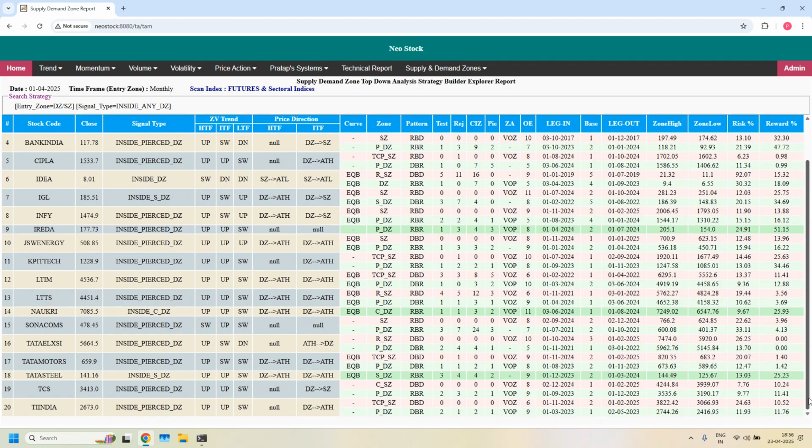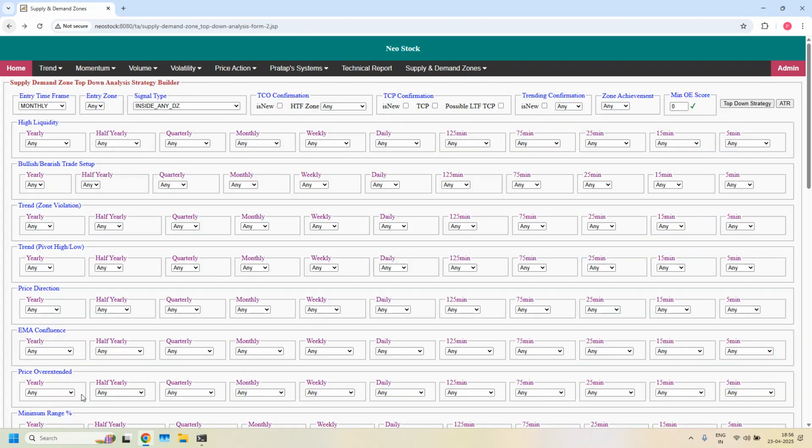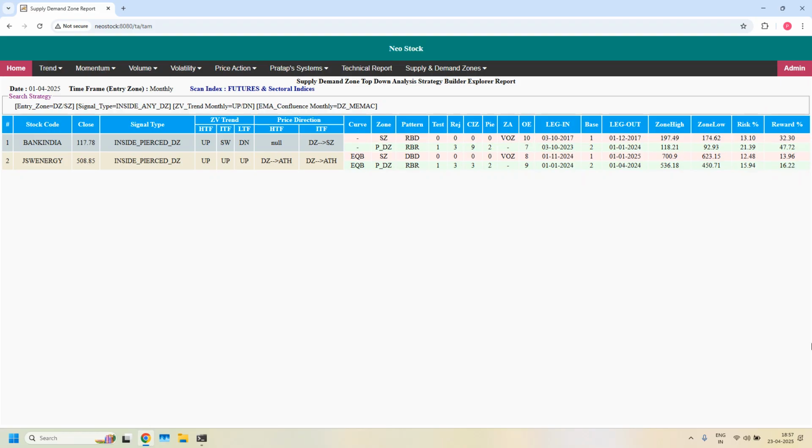We can further filter based on EMA confluence. That is monthly demand zone having monthly EMA confluence. And also trend on the monthly should not be sideways. It can be up or down. We got two stocks.